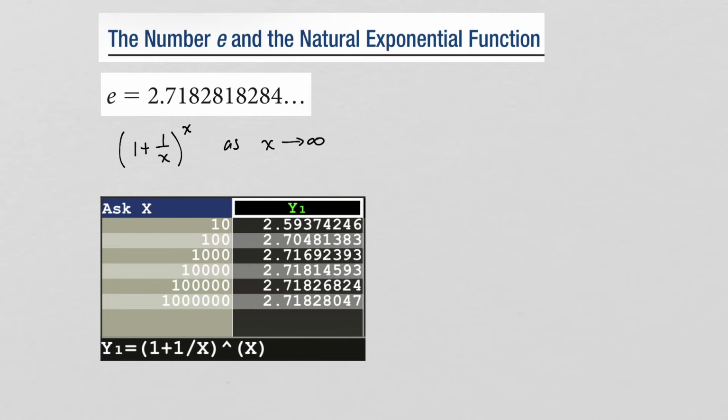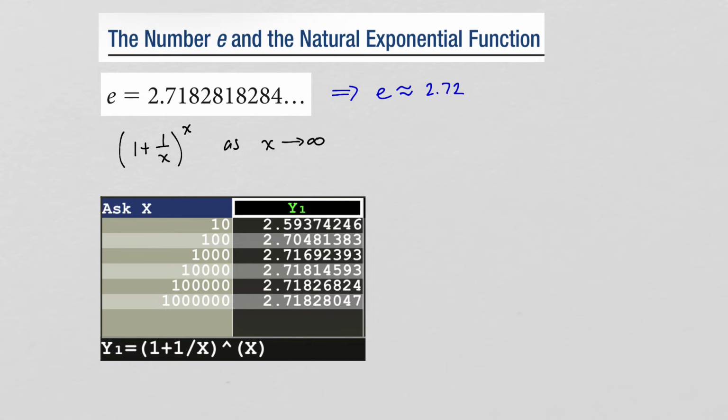So next we want to talk about the number e and the natural exponential function. So the number e is this number that you see here, 2.71828182884, etc. At first it appears that it repeats, but it actually does not repeat. So it's very much like the number pi in that regard. And if you want to approximate the number e, we usually say e is approximately equal to 2.72.